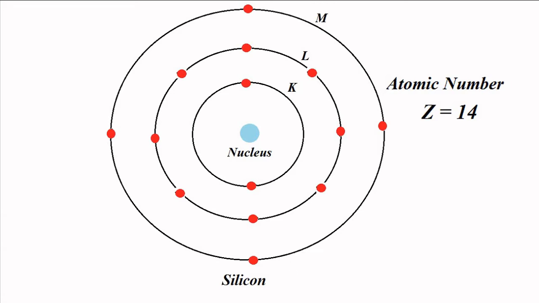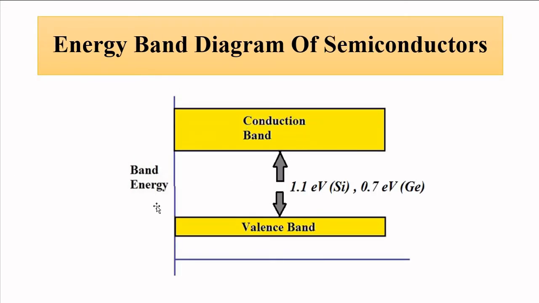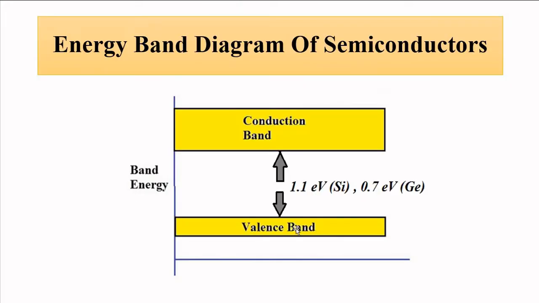That energy value, the difference in energy between the conduction band and valence band, is called the forbidden energy gap, or energy gap between valence band and conduction band. If we take this figure into consideration, this is the valence band, which is the energy occupied by the outermost electrons of the M orbit, these 4 electrons, if we are talking about silicon.